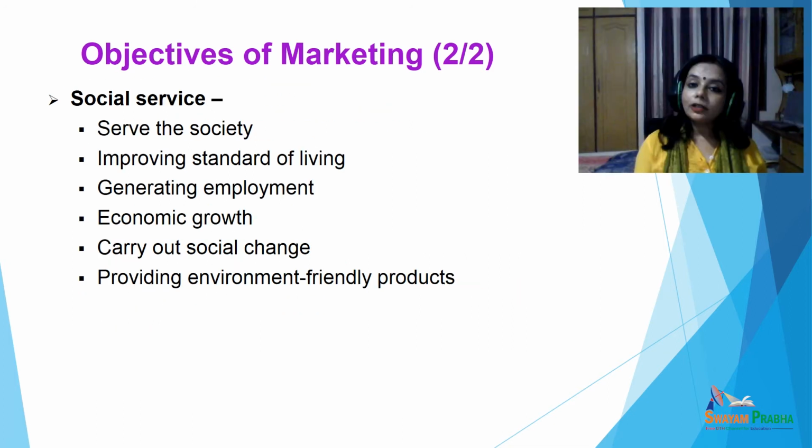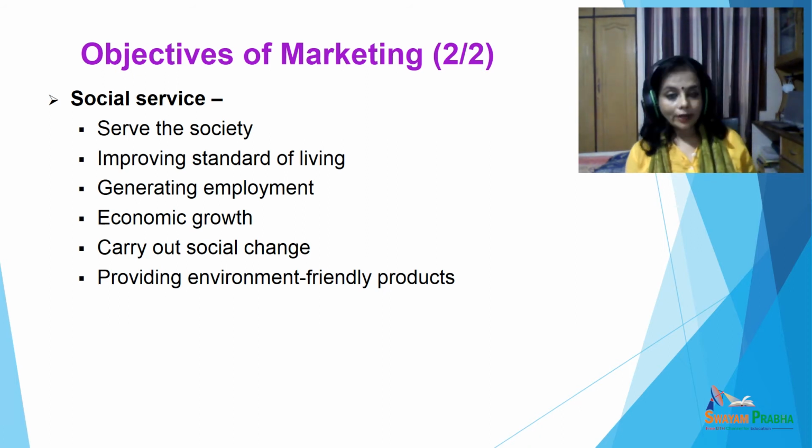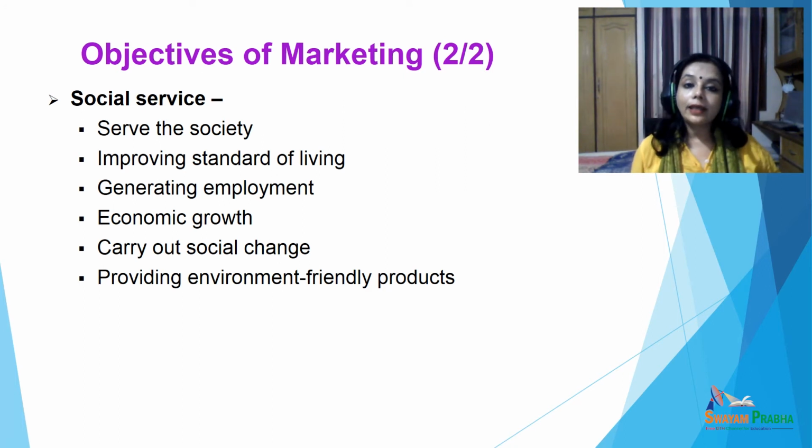Besides profitability, which is important for the survival of any organization, marketing also aims at social service. The motive is also to serve the society, improving the standard of living by providing better quality products at reasonable prices, so that people from the lowest strata of society can also buy those products, or those people who earlier were not able to afford that product are now buying it.